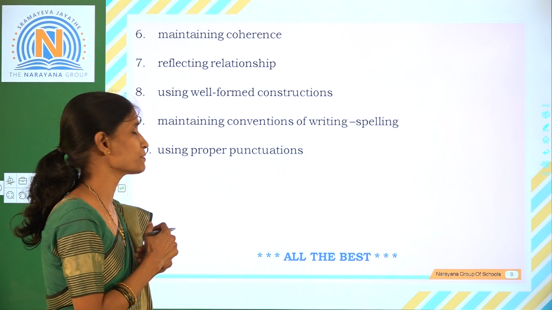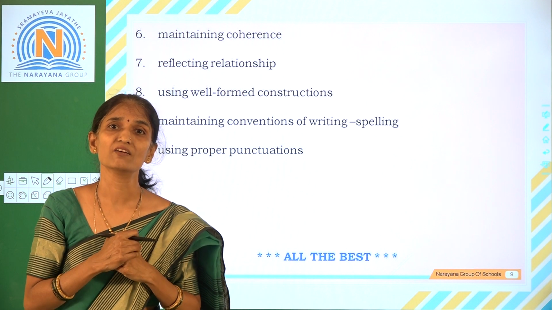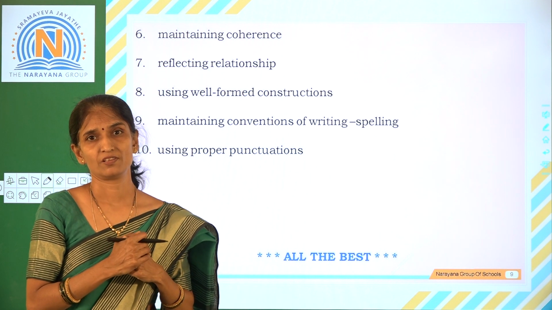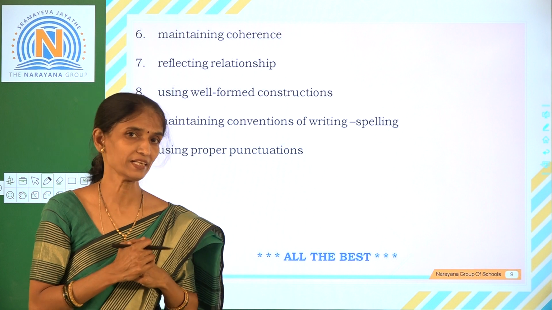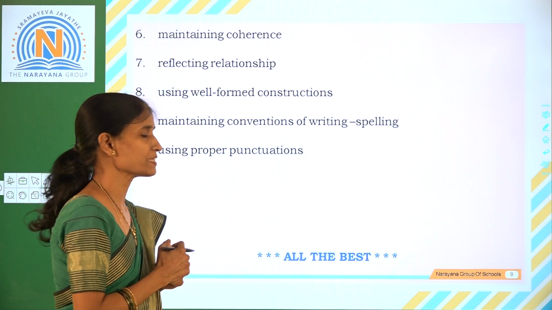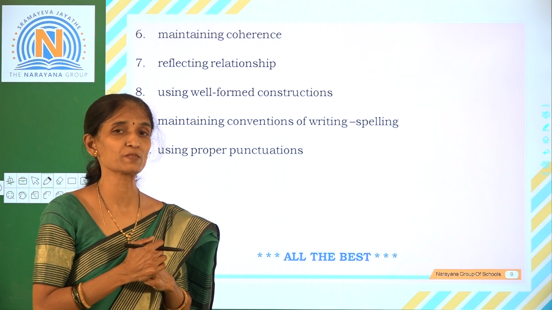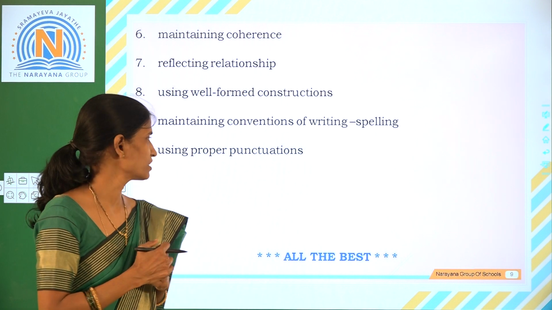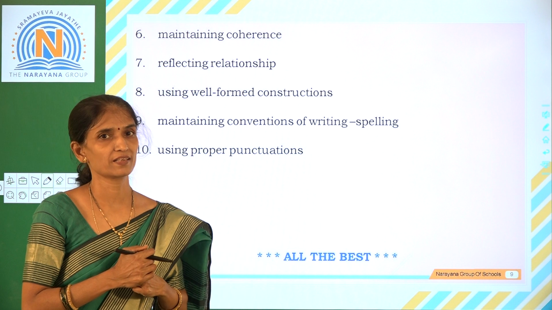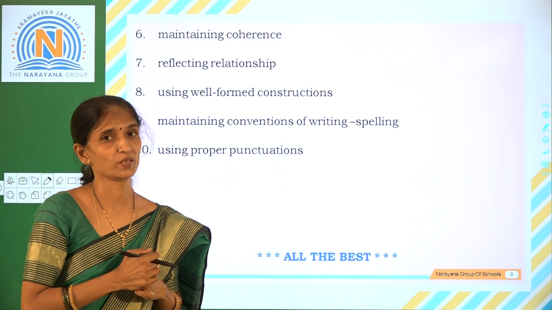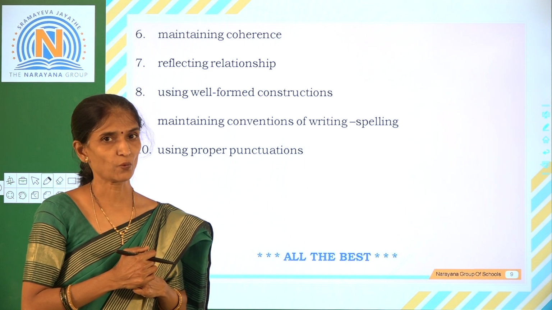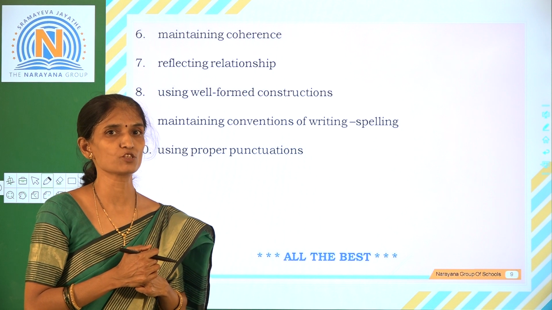Then the eighth assessment indicator is using well-formed constructions. The sentences should be grammatically correct. The ninth assessment indicator is maintaining conventions of writing, so proper spellings, proper language should be used. And the last assessment indicator is using proper punctuation. So these are the assessment indicators for the letter.